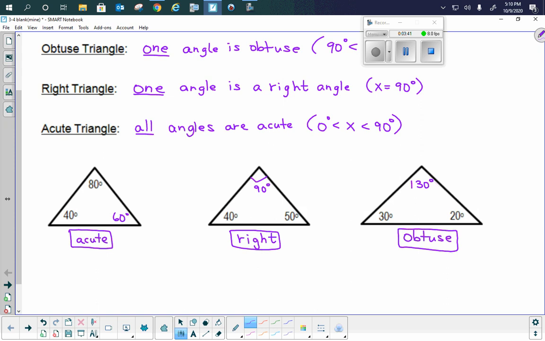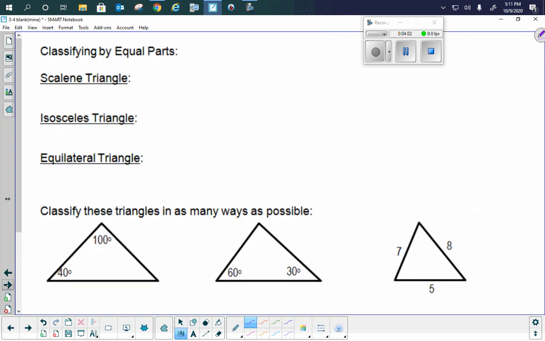Again, remember, look at these pictures. They almost all look exactly the same. Remember, we don't trust what the picture looks like. We trust the information that's given to us. Okay, we got to keep emphasizing that. All right, so that's based on angle size. Now if we base it more on sides and kind of equal parts, if you will, then here we go. We've got 3 more words to think about.